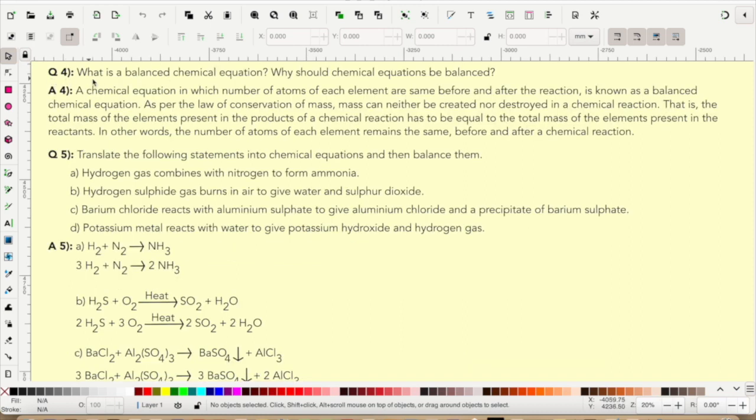Fourth question, what is a balanced chemical equation? Why should chemical equations be balanced? Answer is, a chemical equation in which the number of atoms of each element is the same before and after the reaction is known as a balanced chemical equation. As per the law of conservation of mass, mass can neither be created nor destroyed in a chemical reaction. That is, the total mass of the elements present in the products of a chemical reaction has to be equal to the total mass of the elements present in the reactants. In other words, the number of atoms of each element remains the same before and after a chemical reaction.